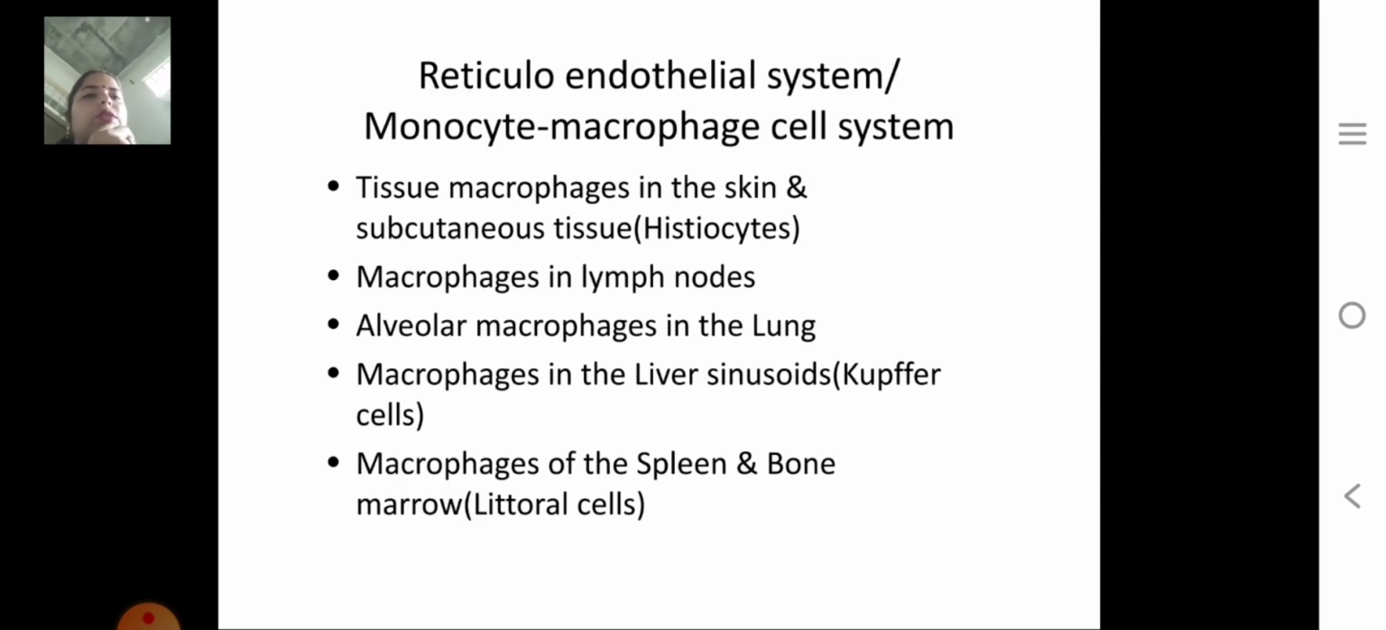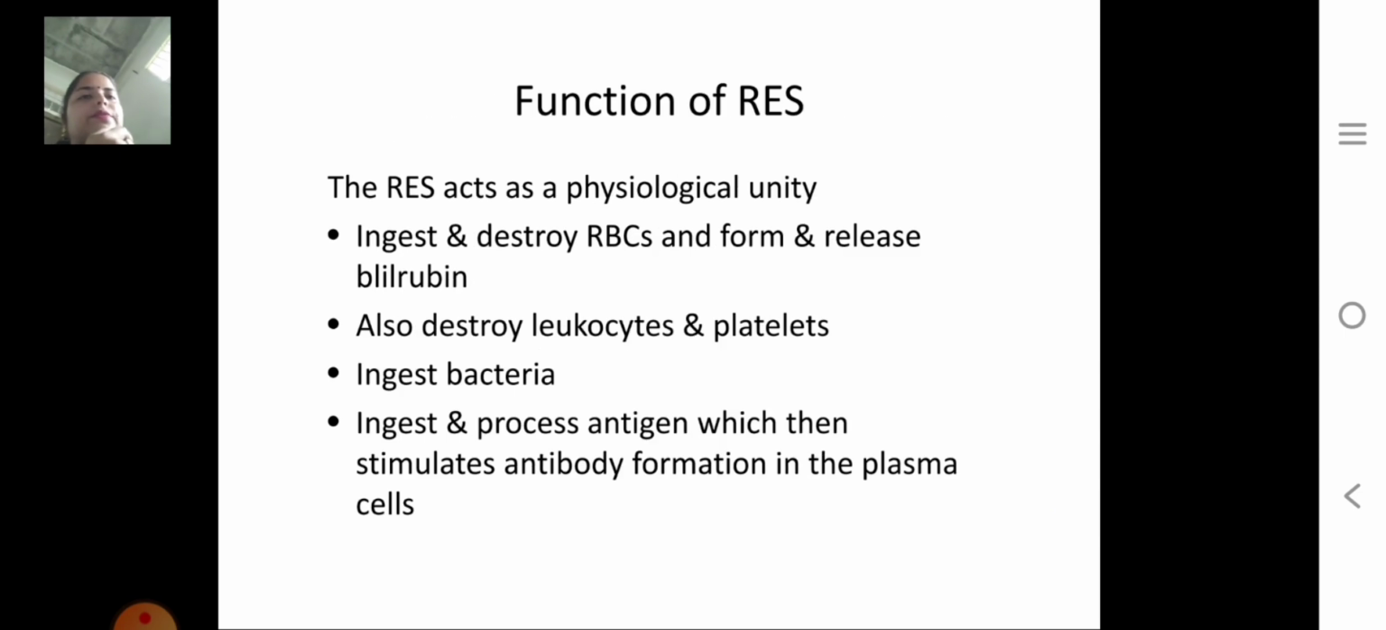Reticuloendothelial system: the monocyte-macrophage cell system. Tissue macrophages include histiocytes in the skin and subcutaneous tissue, macrophages in lymph nodes, alveolar macrophages in the lung, Kupffer cells in the liver sinusoids, and macrophages of the spleen and the bone marrow, littoral cells.